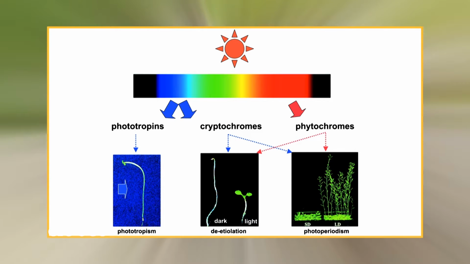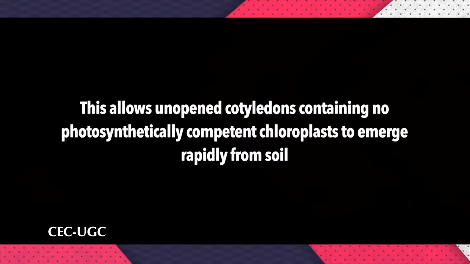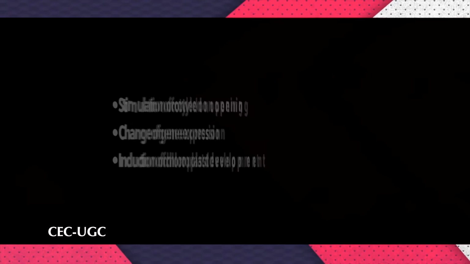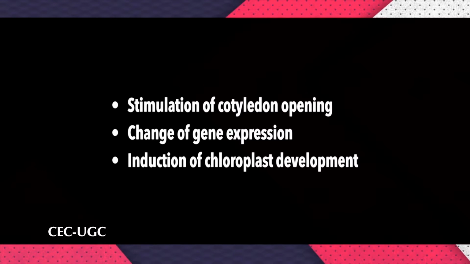A dicot plant, when germinated in dark, develops an etiolated seedling with a rapidly elongated hypocotyl. This allows the unopened cotyledons containing no photosynthetically competent chloroplasts to emerge rapidly from soil. Exposure to light results in de-etiolation or photomorphogenesis. The de-etiolation response includes inhibition of hypocotyl elongation, stimulation of cotyledon opening, change of gene expression, and induction of chloroplast development.